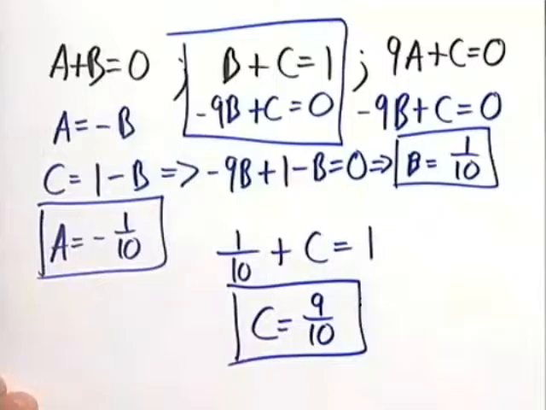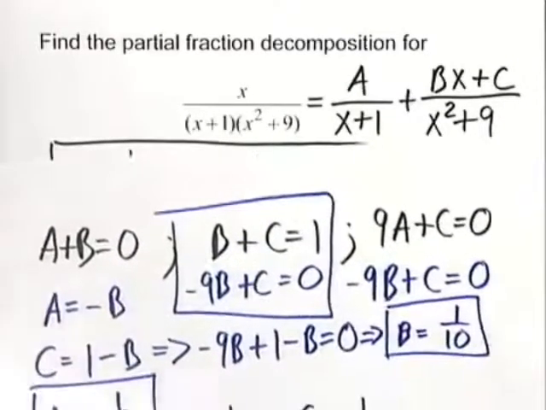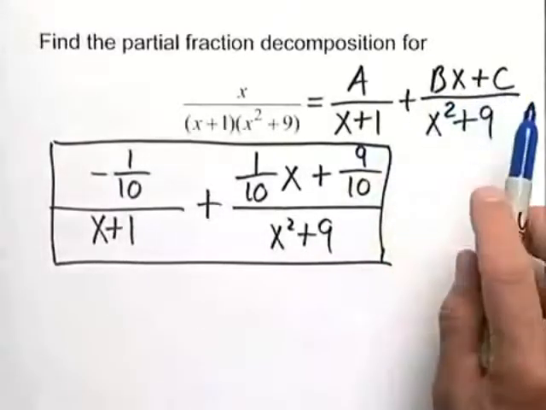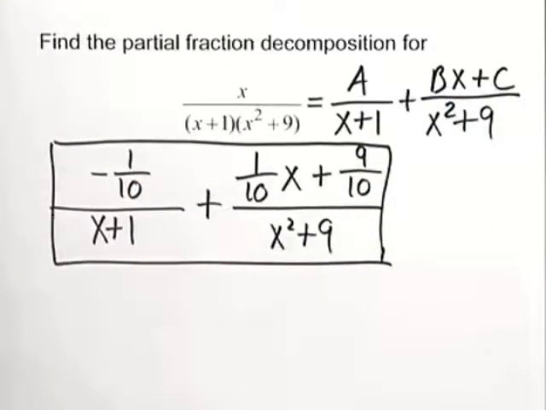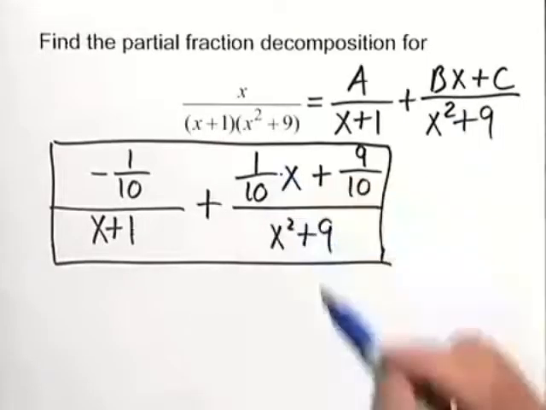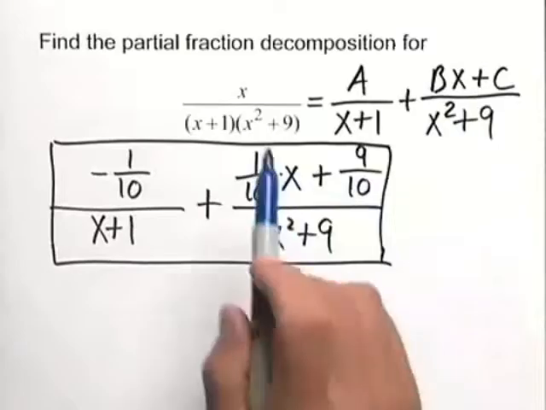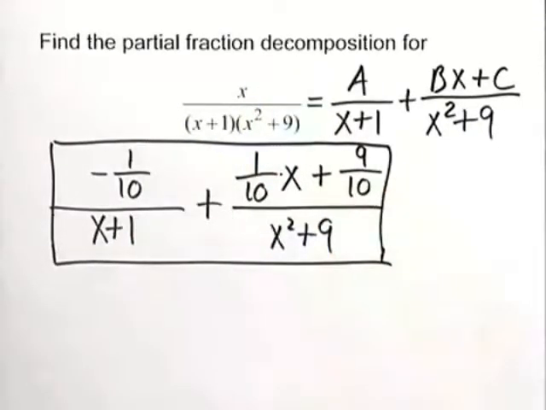Now it seems like forever, but if we go back to our original problem, remember what we were looking at. We had A over x plus 1 plus Bx plus C. Now A we found to be a negative 1/10, so we substitute that in here. B we found to be a positive 1/10, and that's our coefficient on the x term. And C, our constant, was 9/10. So we've taken our original single fraction and broken it into two fractions, and this is a nice example of partial fraction decomposition.